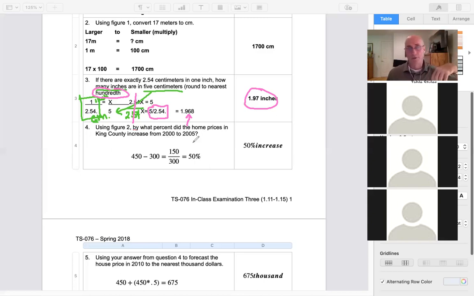I'm not going to scroll to it, but in the year 2000, the cost of a house was 300,000. By 2005, the cost of a house in King County, which is what this is about, was 450,000. That was 2005.